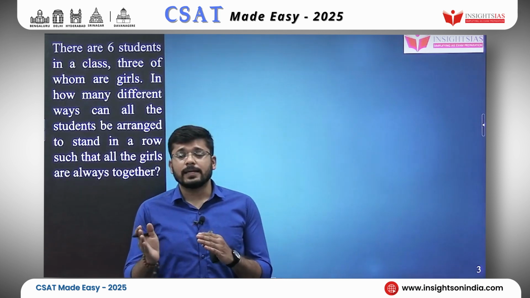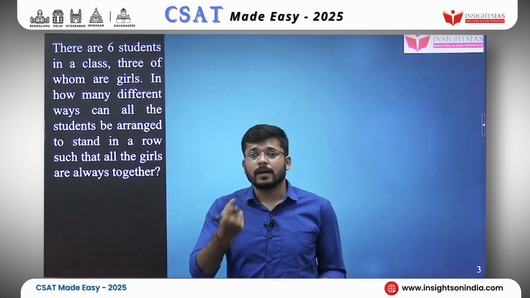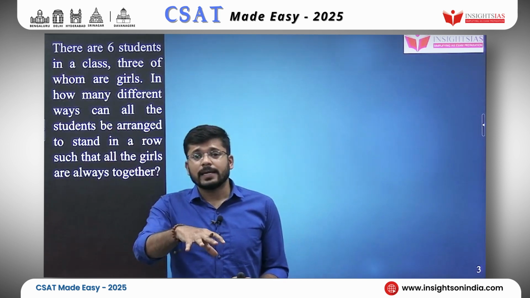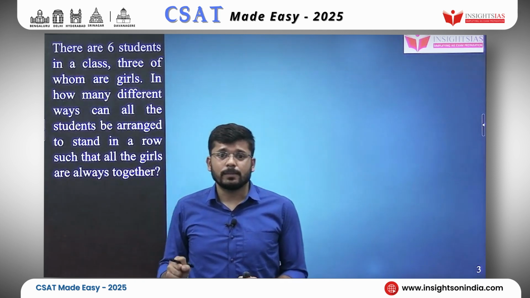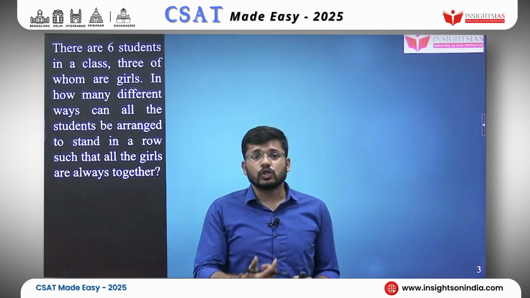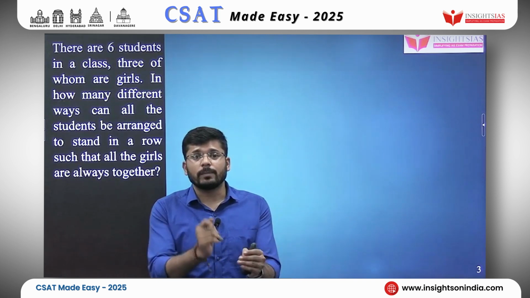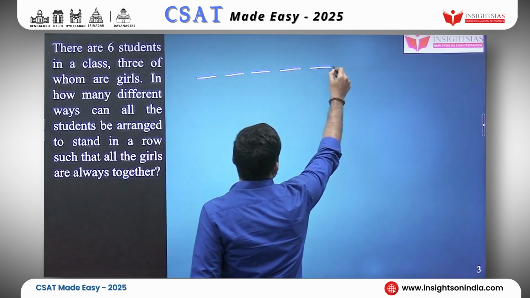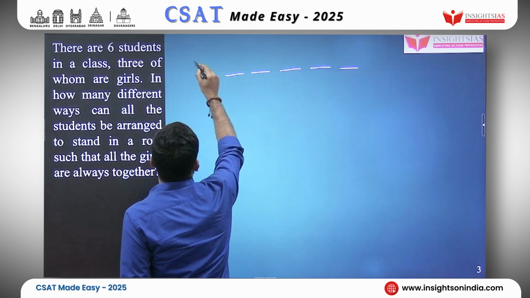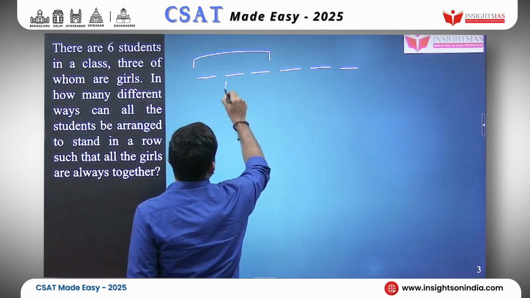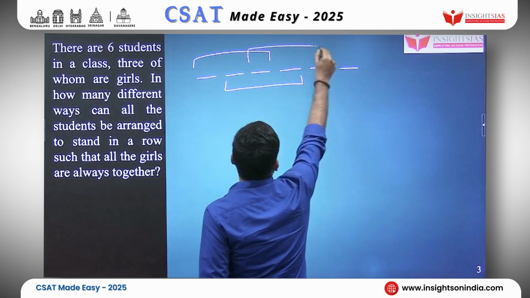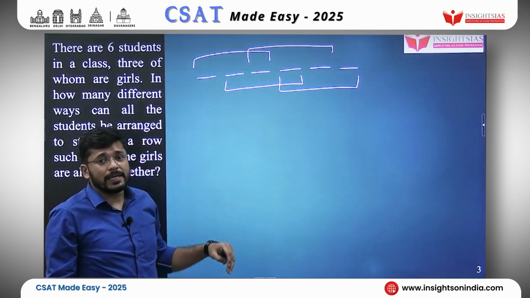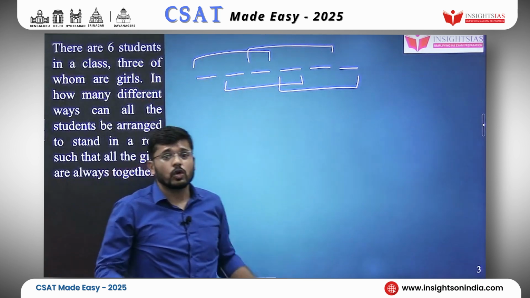Now they made the question a bit more difficult. Now we know how to make 6 students stand in 6 positions, but now they want us to ensure that 3 of them who happen to be girls, all of them are together. How? It can be like this. The 3 of them, they can appear here, or here, or here, or here. So there can be 4 possibilities in which all the girls are together.